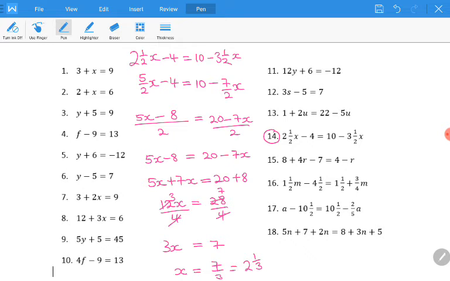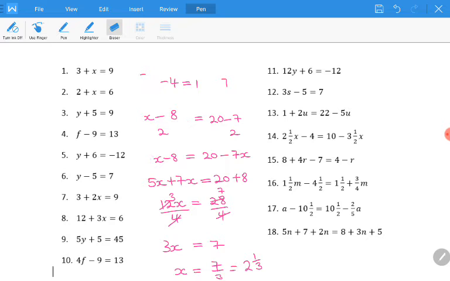So we can prove this equation by replacing x by 2 1/3 or 7 over 3 and check if both sides of the equation are equal. Let's look at another question which seems to be a bit more complicated, which is question number 16. So let me rub this one off.